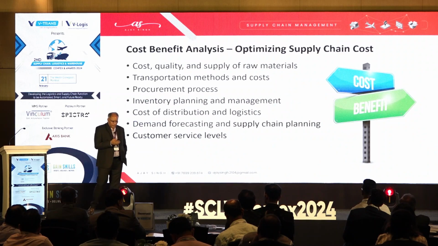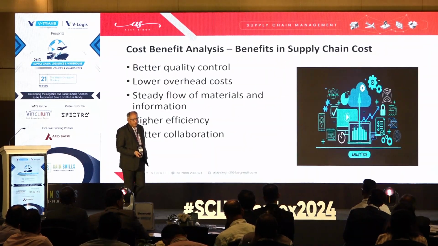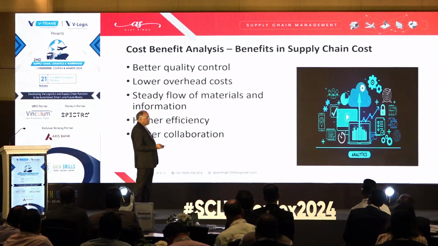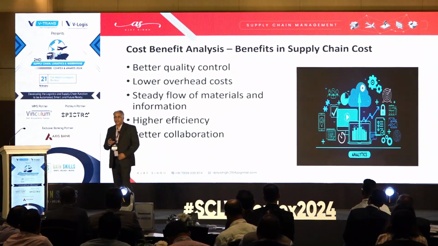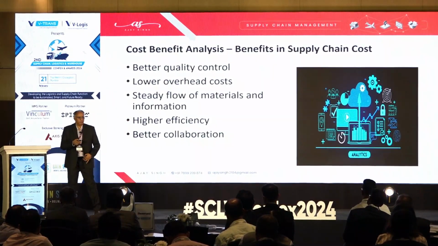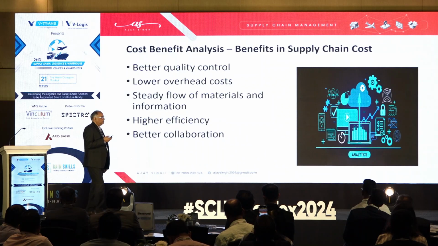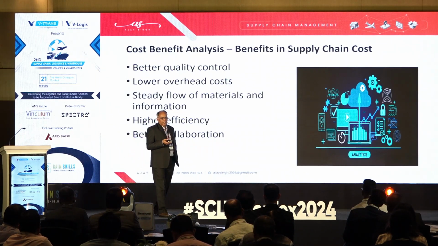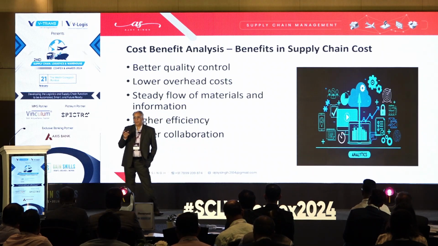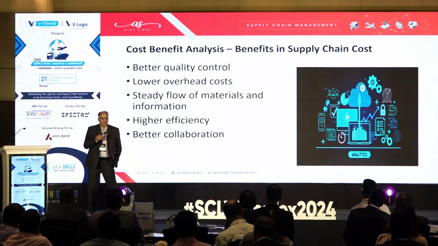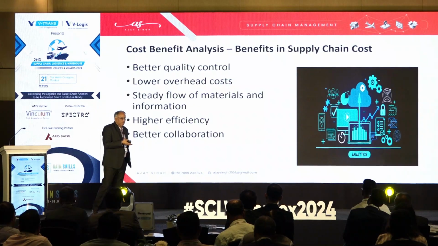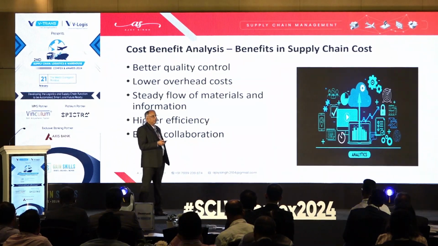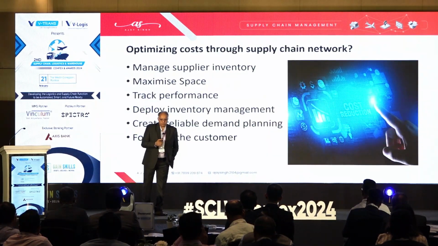And looking at the customer service level, how it will move. By doing this, you will have better quality control on the whole process system. You can lower your overhead cost. A steady flow of material and information will move across the whole process system. Higher efficiency will come out, and you have better collaboration between internal and external stakeholders.